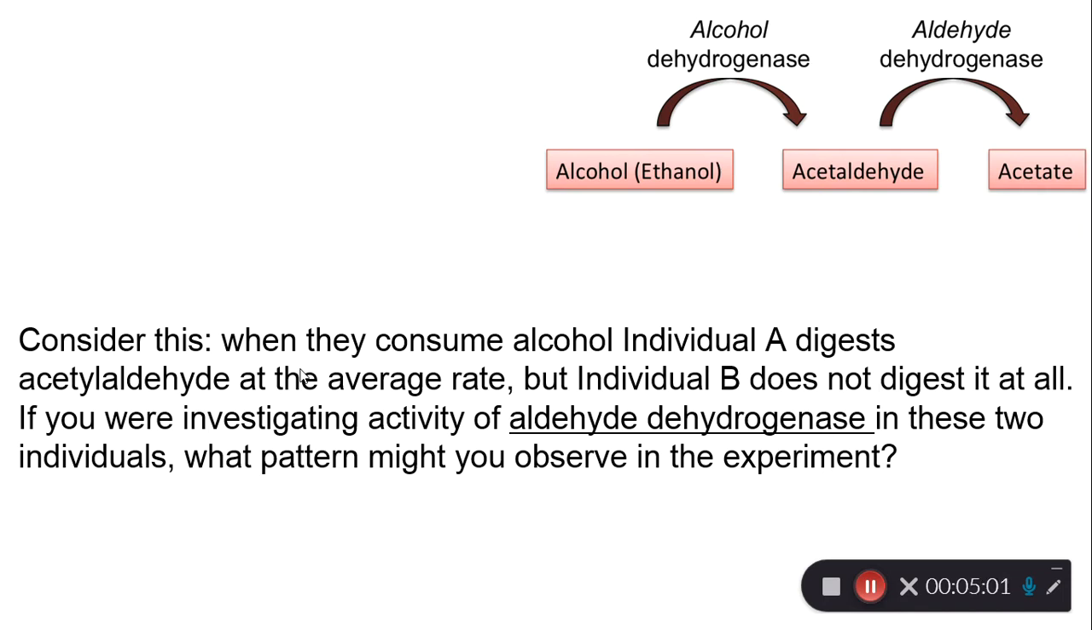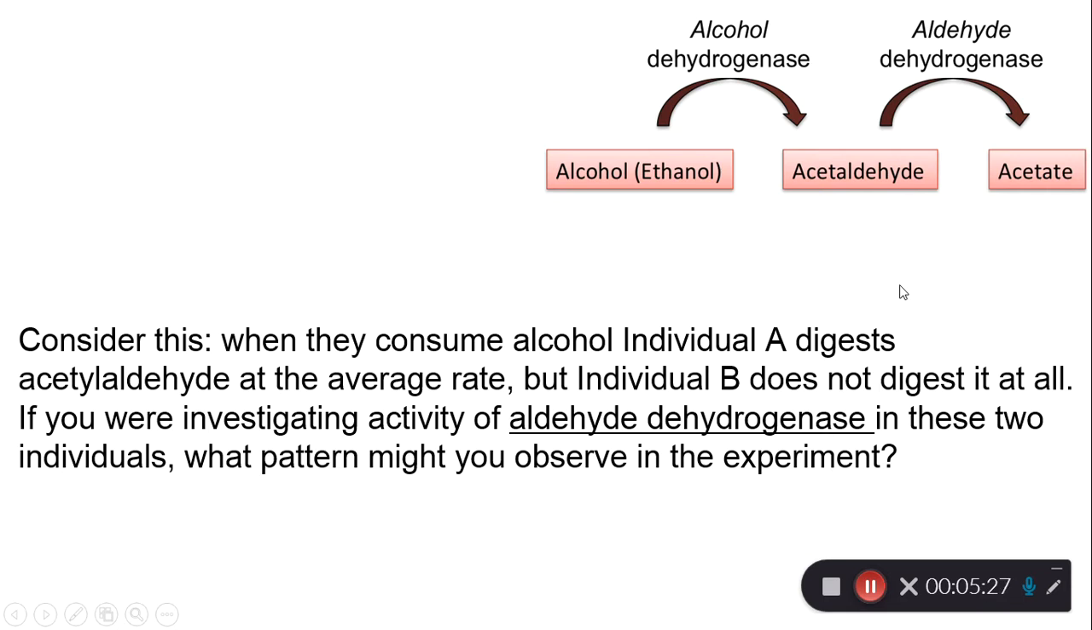Consider this. When they consume alcohol, individual A digests acetaldehyde at the average rate. Right here, acetaldehyde. So this first person, individual A, is able to break down acetaldehyde and produce acetate normally. But individual B does not digest acetaldehyde at all. So individual A is able to do this reaction. Individual B is not able to do this second part of the reaction.